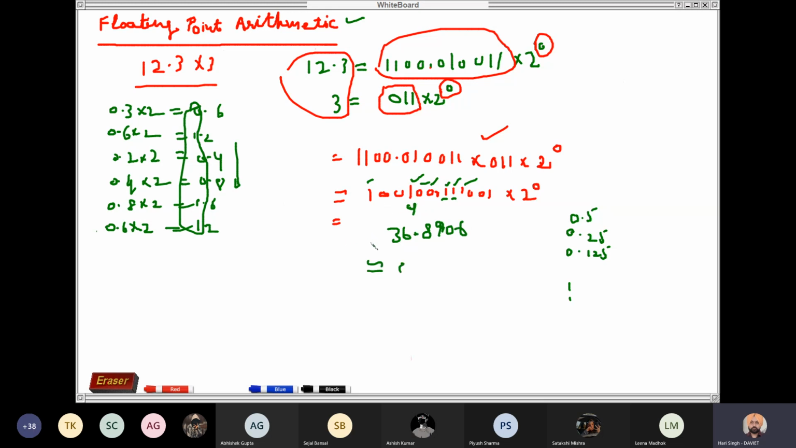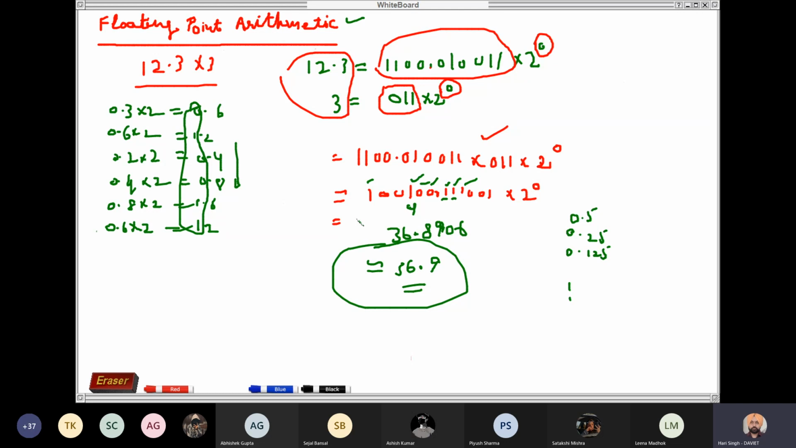Approximately it is 36.9. Now you can see it is 12 into 3, 36, and this is 0.9. So I think our answer is correct. So this method you can follow for multiplication of given binary numbers.